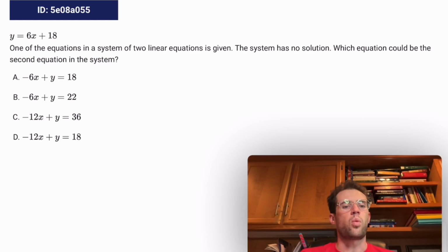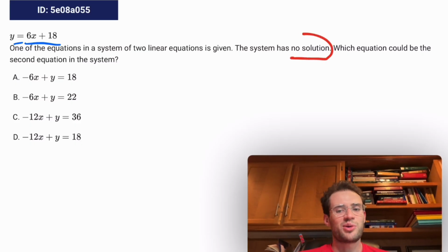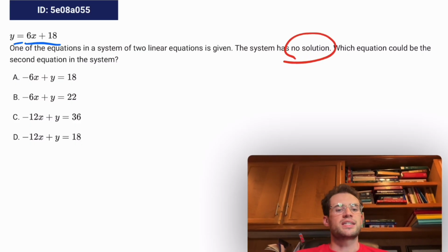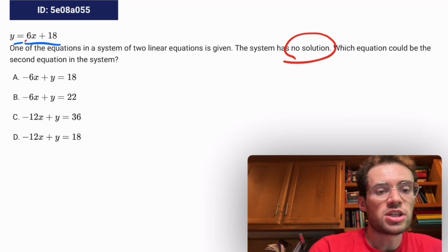All right, it says y equals 6x plus 18. One of the equations in the system of two linear equations is given. The system has no solution. Another no solution one. Which equation could be the second equation in this system? Okay, it's in slope-intercept form, although the options down here are not in slope-intercept form. They're in standard form.